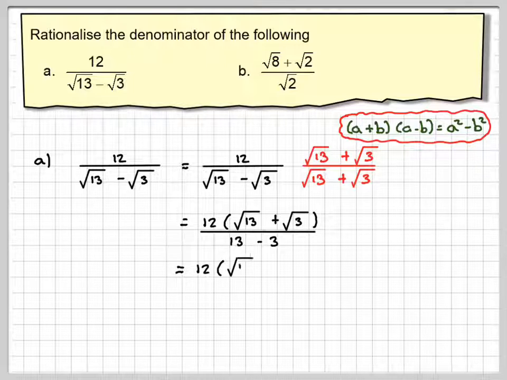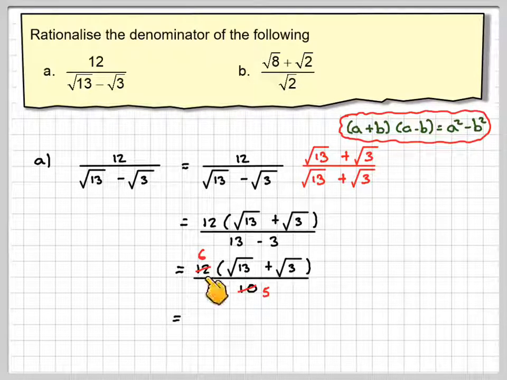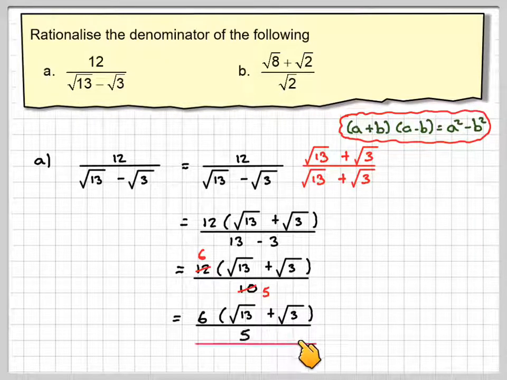That's going to give me 12 times root 13 plus root 3 over 13 minus 3, which is 10. 12 and 10, these cancel. So 2 goes into that 5 times, and into 12, 6. So we end up with a final answer of 6 times root 13 plus root 3, over 5. Notice we no longer have a surd in the denominator.